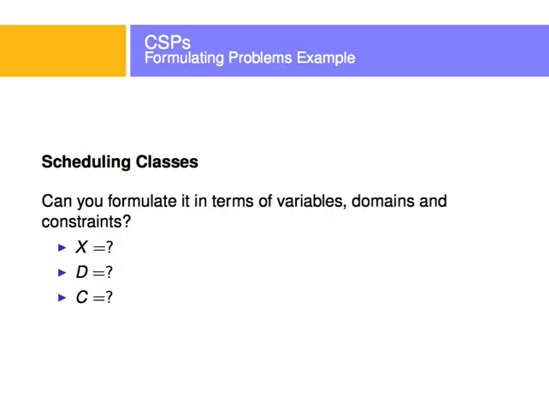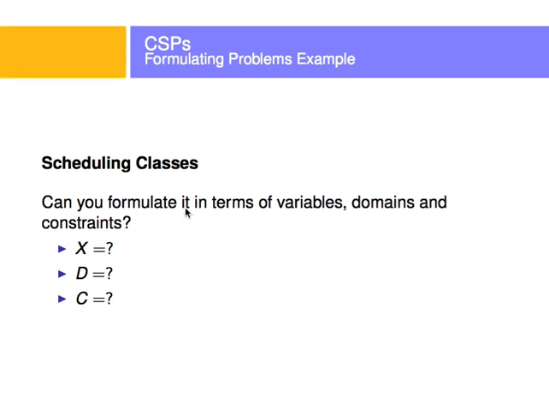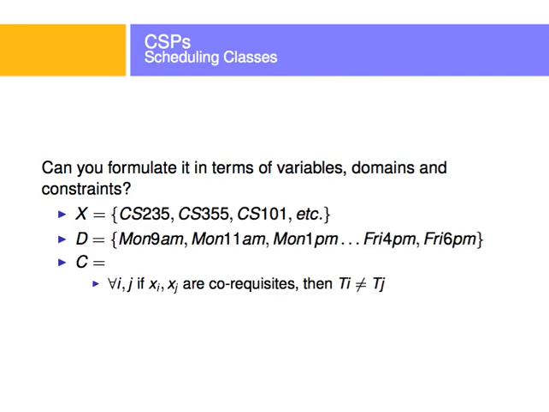Let's look at another problem. For example, scheduling classes. Okay, how do we formulate a problem about scheduling classes in terms of variables, domains, and constraints? Well, one way of doing it is, for example, if you take these computer science classes, each class is a variable. And then the domain is the days and times at which these classes can actually happen, right? So, for example, for CS235, it can be Monday at 9 a.m., Monday at 11 a.m., Monday at 1 p.m., and so on and so forth, right? So these are days in which classes can happen.